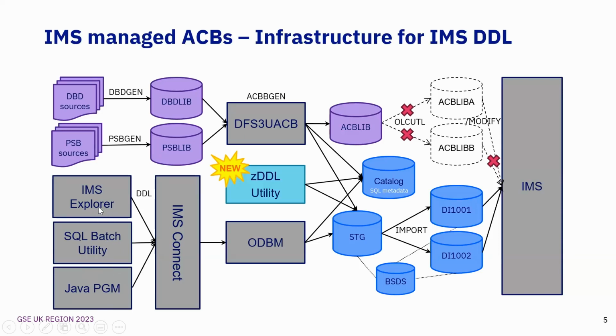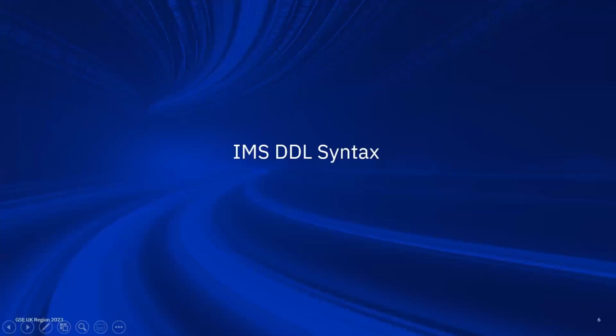But when you submit DDL from IMS Explorer or SQL batch utility or a Java program, it comes in through IMS Connect, through ODBM into IMS, and then the DDL gets processed and it's placed in the staging directory data set, and the catalog gets correspondingly updated, and then you import that DDL or those ACB blocks using the import command, right? So this is the infrastructure of the IMS managed ACBs environment, which is required to use DDL with IMS, okay? Okay, on to the next page.